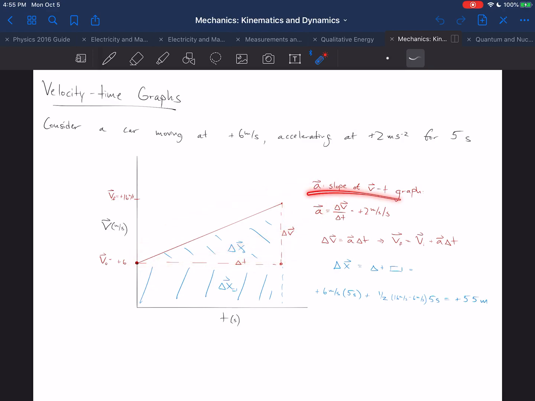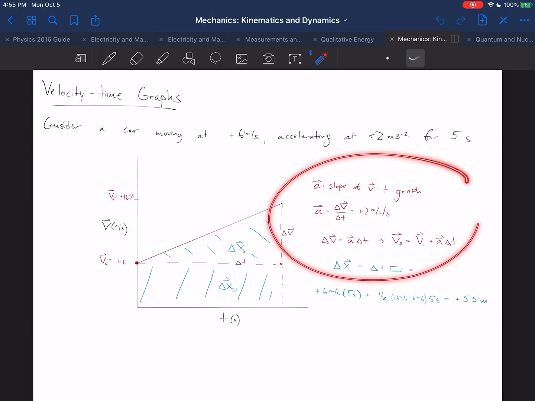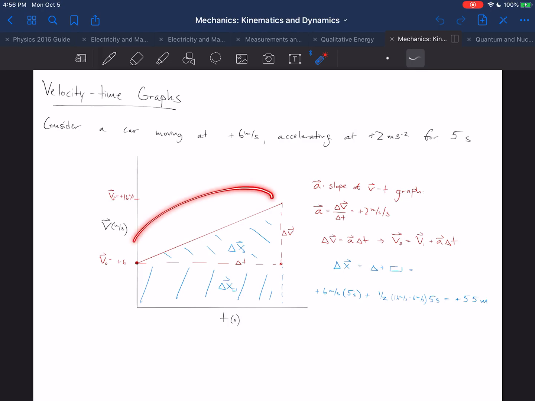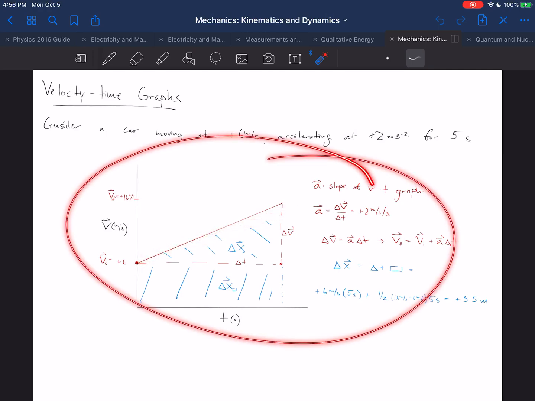The acceleration is dv/dt, just like the velocity is dx/dt. So the velocity is the slope of the position time graph, and the acceleration is the slope of the velocity time graph. So we can read the acceleration off of our velocity time graph simply by calculating the slope of this line. But that's not all we can get from our velocity time graph.